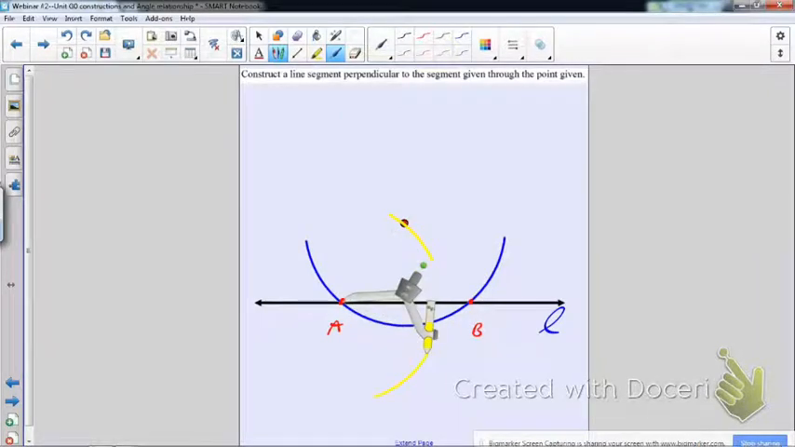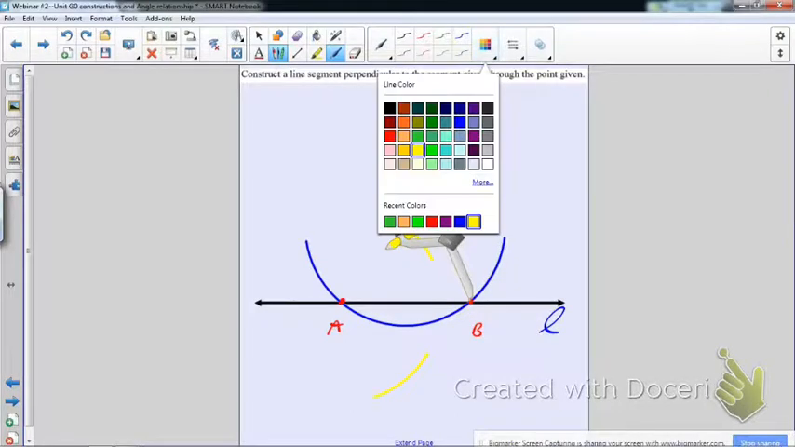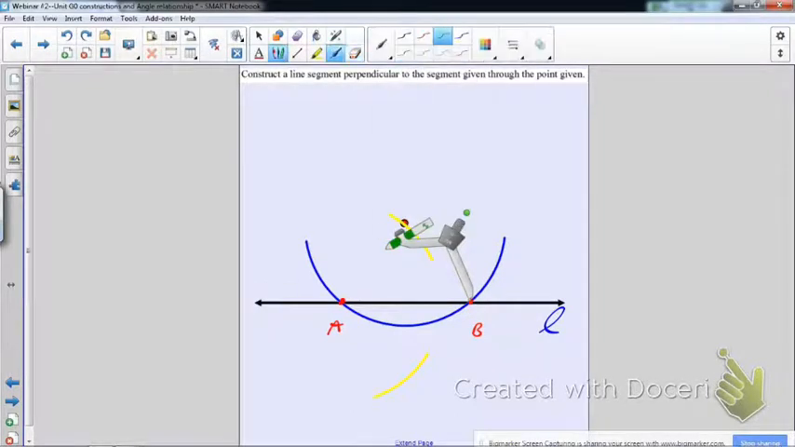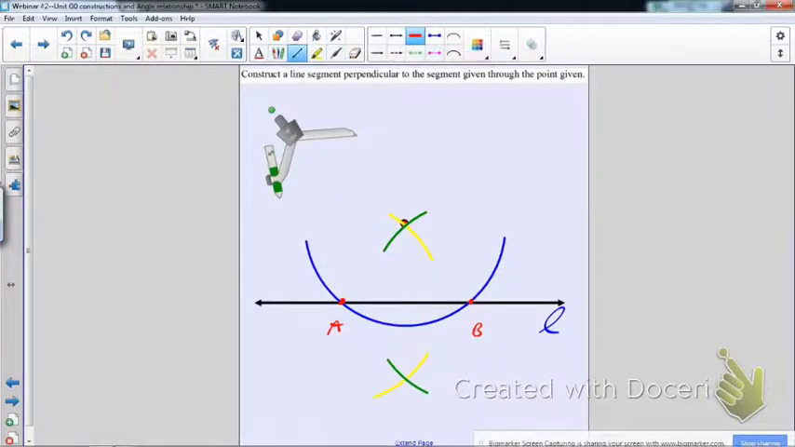Now, you're going to do the exact same thing from B without moving the length of the compass. Make sure it stays the same. It has to stay the same, or else it's not going to work. You're going to get something completely different. And you do an arc on the top, and then you do an arc on the bottom. And then we're just going to connect these two lines now. I'll use this one. That's where they crisscross, and it's going to go through there.